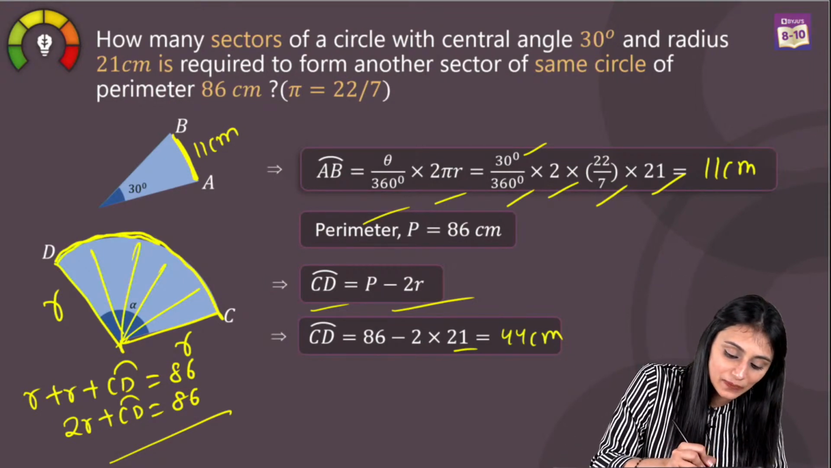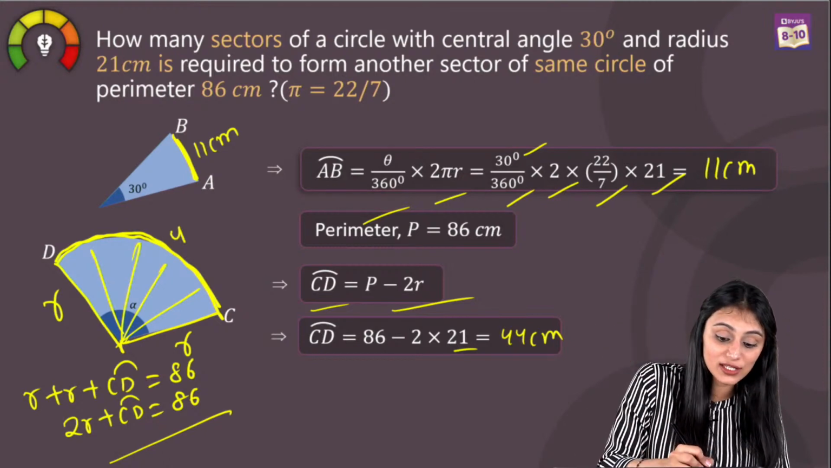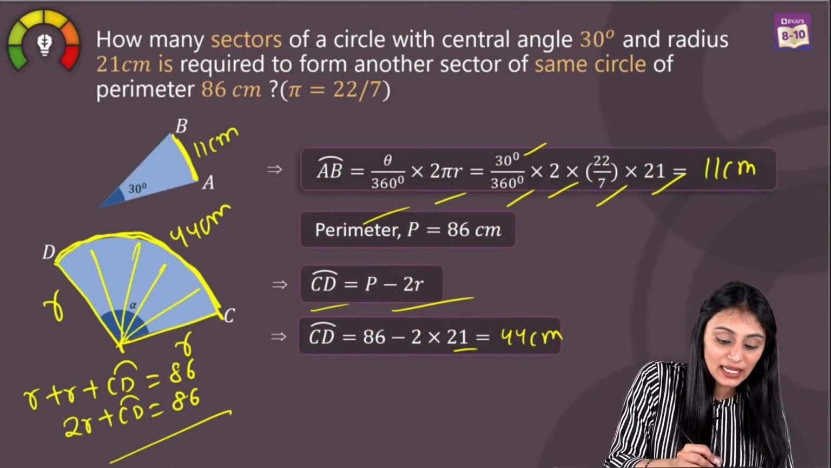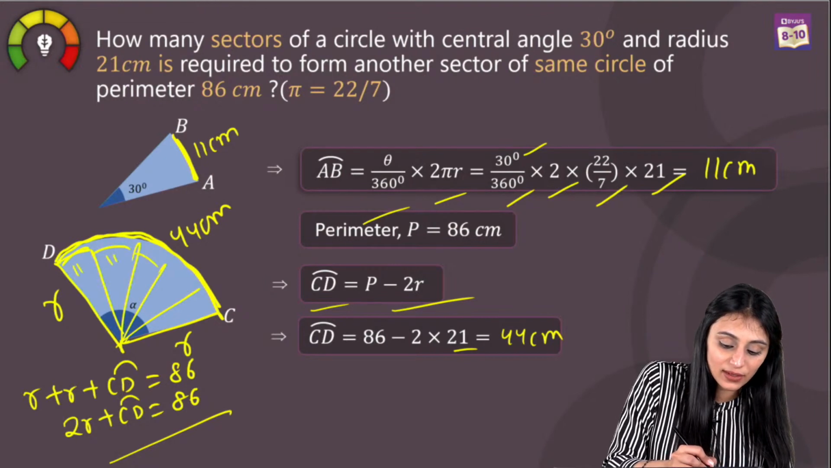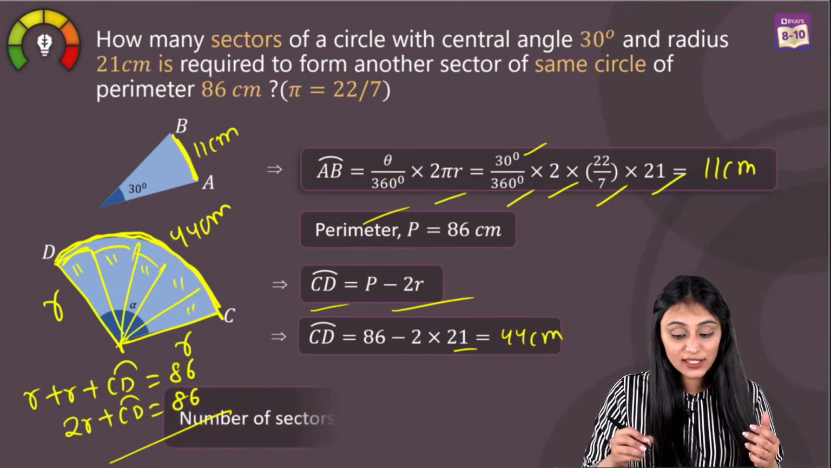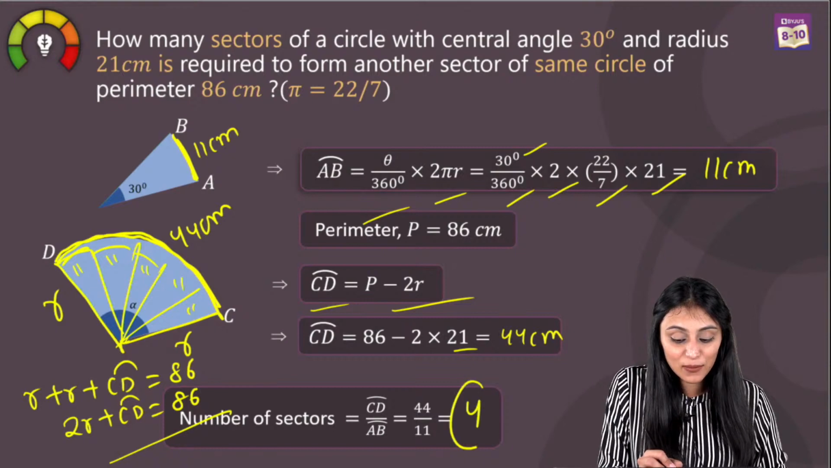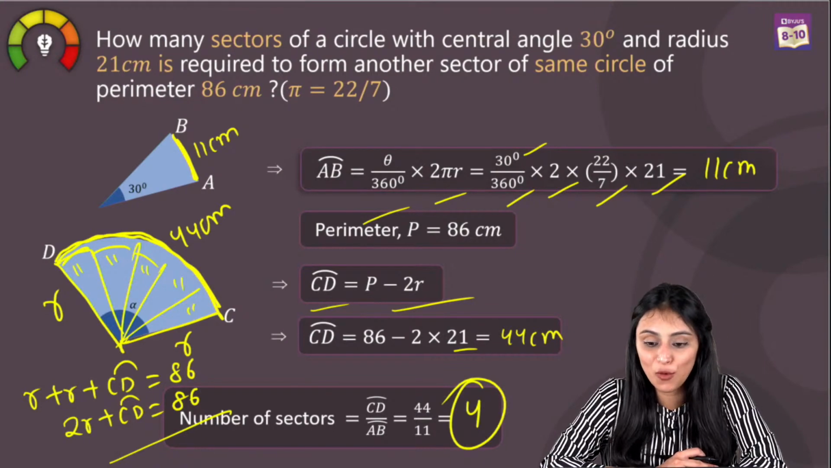So this CD, listen carefully, this CD over here is 44 centimeters. And each one of them has a length of 11, 11, 11, 11 like this. So if I divide this 44 by 11, I'll get the number of sectors it will have. That's going to be 4.